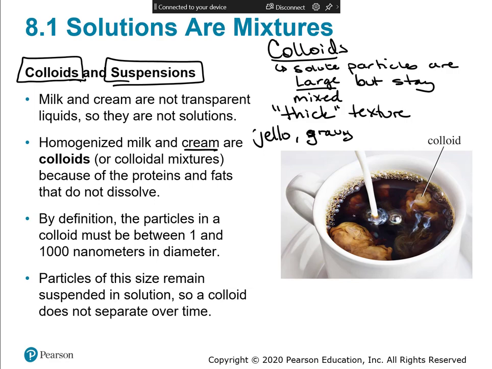They're large, but they stay mixed. They don't settle out, but because they're large, they can give a thick texture. By definition, these particles are usually 100 to 1,000 times bigger than the ones you find in a true solution. Those are just examples of a food type you've had that is actually a colloid.